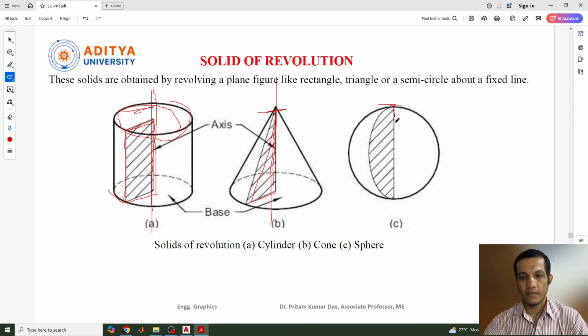Similarly, this is the sphere. If this is a semicircle, and I revolve the semicircle around its axis, then I'll get the sphere.